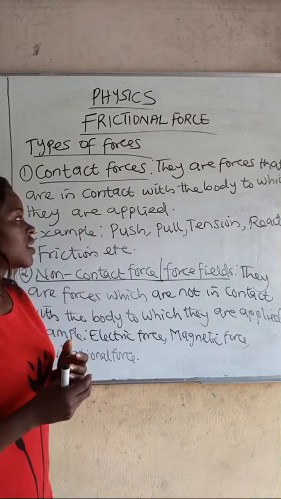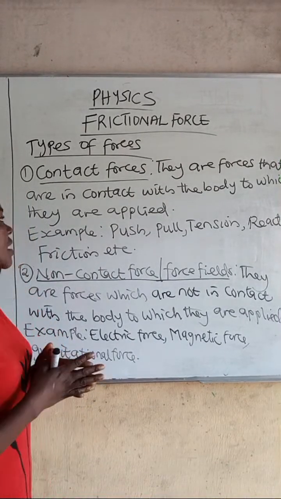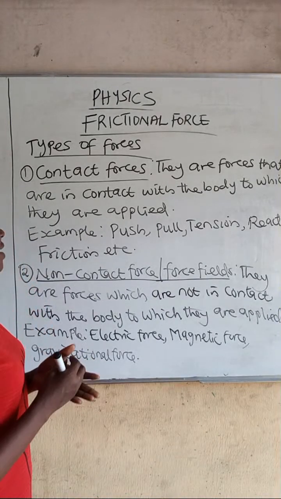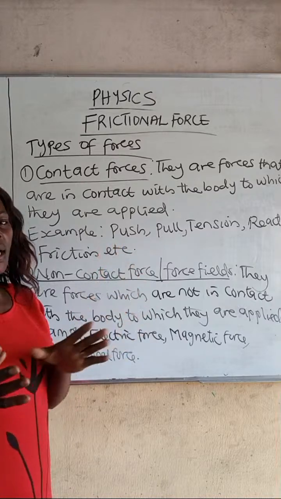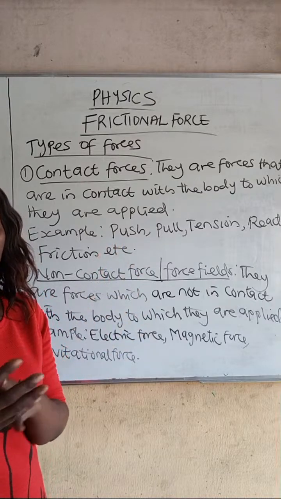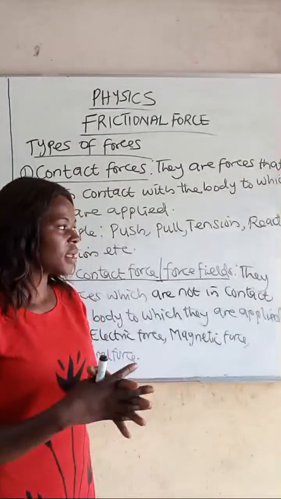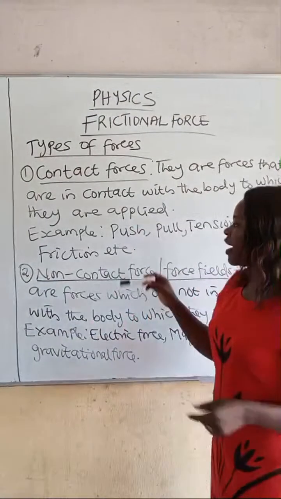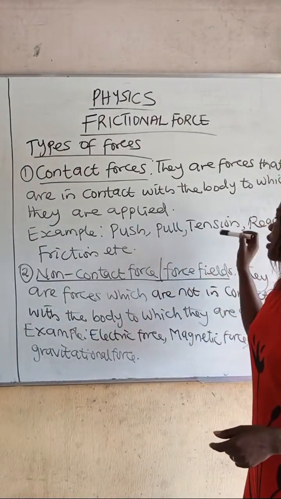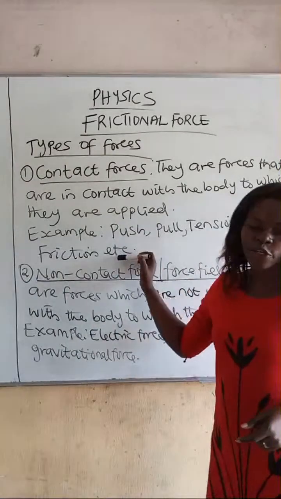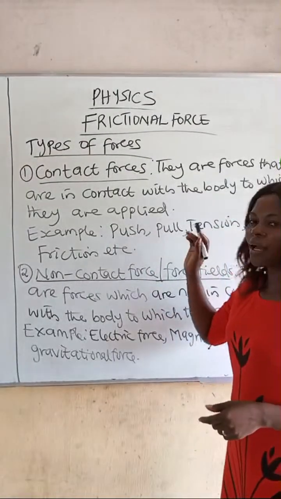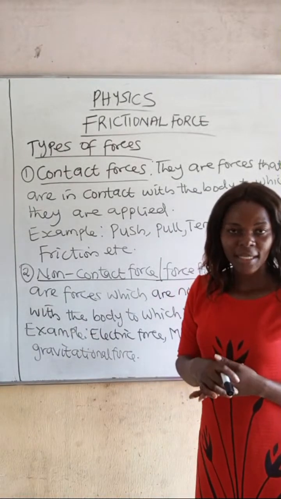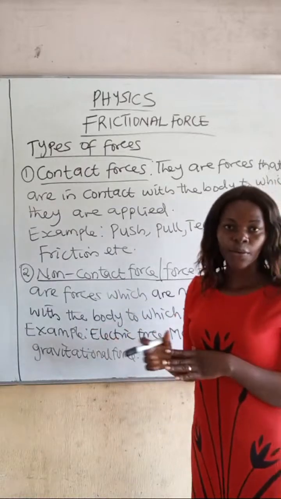So let me explain the contact forces. These are forces that are in contact with the body to which they are applied. Before these forces can take effect, there must be contact, okay? For example, I have push, pull, tension, reaction, and friction. These ones are under contact forces. Before they can take place, there must be contact. That is why it is called contact forces, okay?